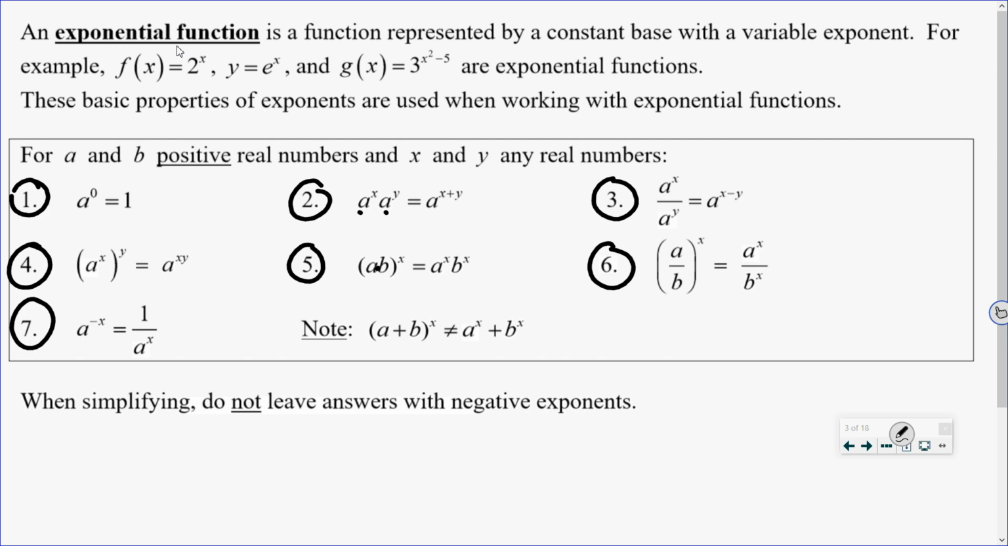Now, we talked about this already, but if I have a plus on the inside, I cannot just raise both of them to a power. We've actually talked about that a bunch. When you square a binomial, you cannot just square the x and square the 5. The reason is because they're added together, rather than up here where they're multiplied, and right here where they're divided. So with addition and subtraction, that rule does not apply. So just be careful with that. When we're simplifying, you do not leave answers with negative exponents. So if it says to simplify, do not leave answers with negative exponents.